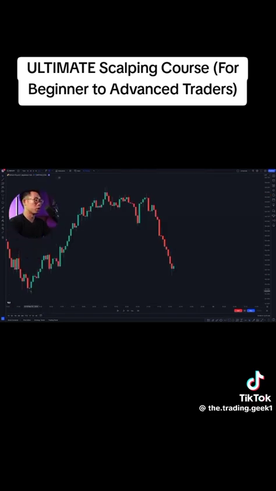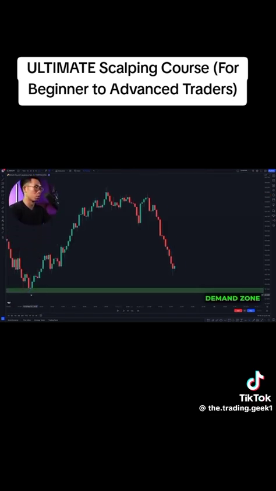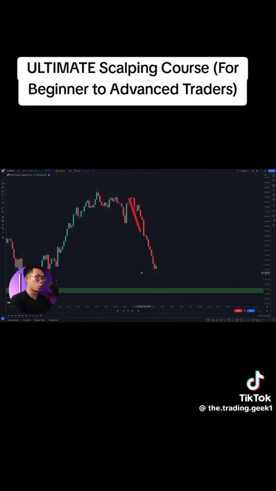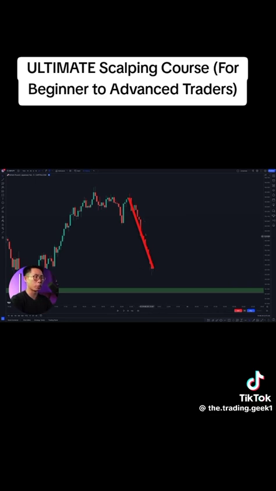Here's another example. Right here, we can draw a key demand zone because there was a drop base rally. And right now, we could be expecting to see price do the same thing because price has just been dropping and dropping, and you can start to see the momentum fading away, right? The candlesticks are getting smaller and wicks are starting to form. So we could be expecting price to come down to this area here.